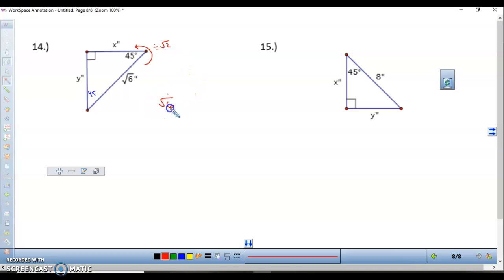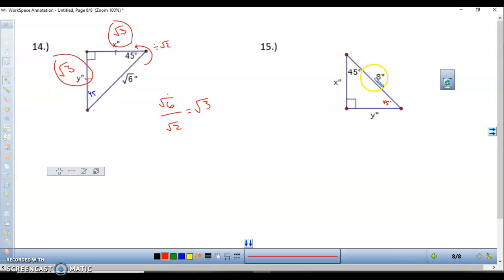Now, root 6 divided by root 2, because they're both inside of radicals, you could just simply divide them and get the square root of 3. So that was pretty easy. You didn't have to rationalize, you're done. And because it's an isosceles triangle as well, if this leg is root 3, then so is this one. Booyah. Done.